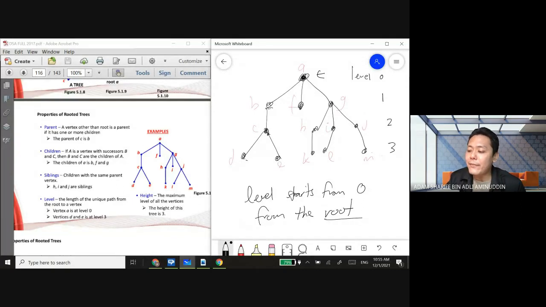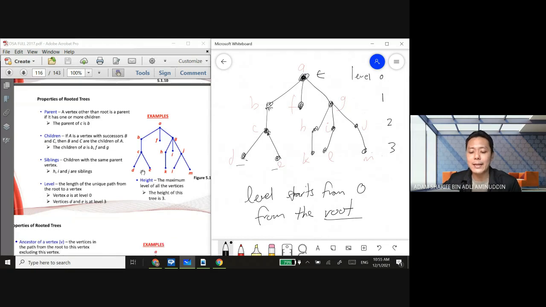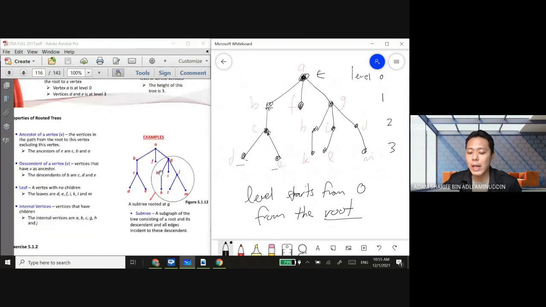A is the parent for B. B is a parent for C and C is a parent for both D and E. Vice versa, D and E are the children of C. C is the children of B. And B is the children of A. D and E are siblings. Korang dah pandai lah, yang ni tak payah nak deep sangat.